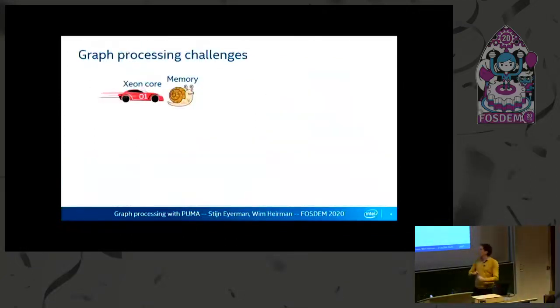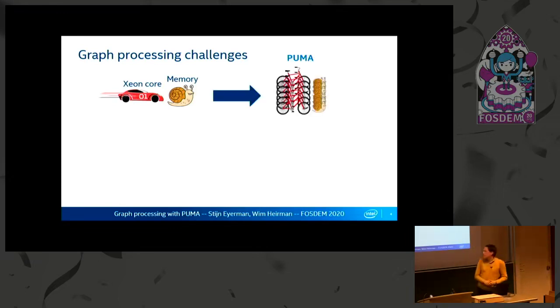Okay, I've talked about the challenges that graph applications pose. So how did we solve that in PUMA? Most graph applications are very memory bound. So most of the time, if you have a very fast core, a Xeon core for example, it's just stuck waiting for the slow memory, so you cannot use all of its speed. So instead, in PUMA, we have much lighter, much slower cores, but we have many of them. So they still wait for memory, but because we have many of them, the total throughput is higher.